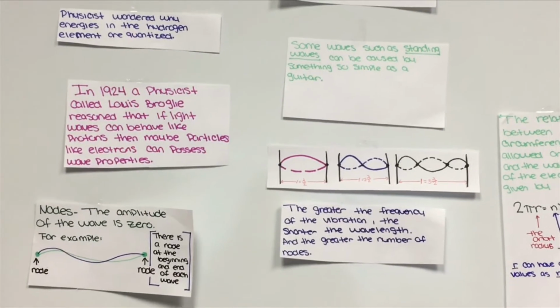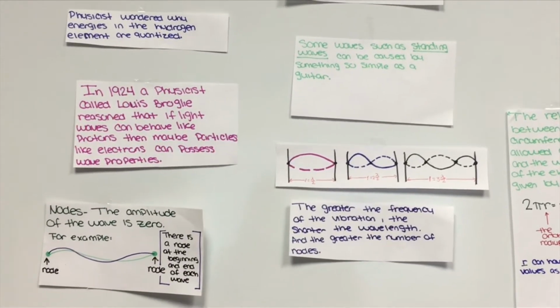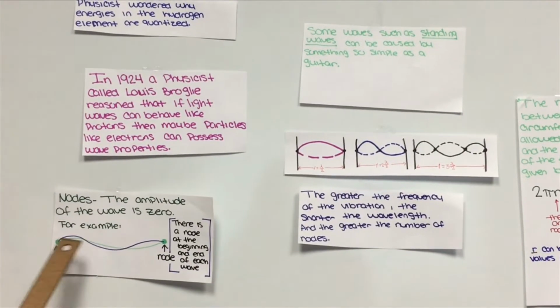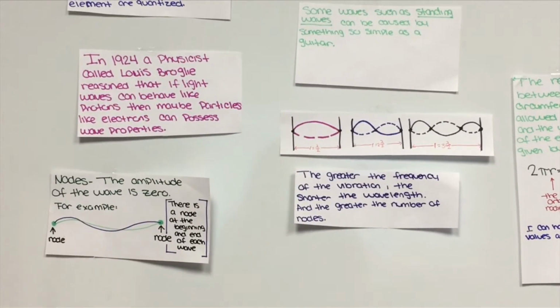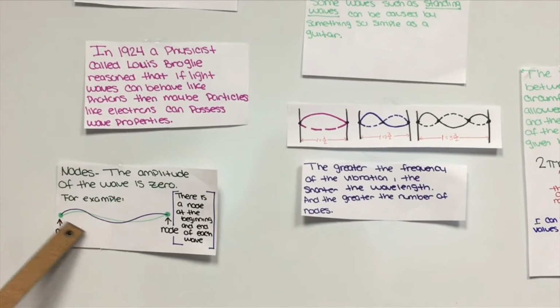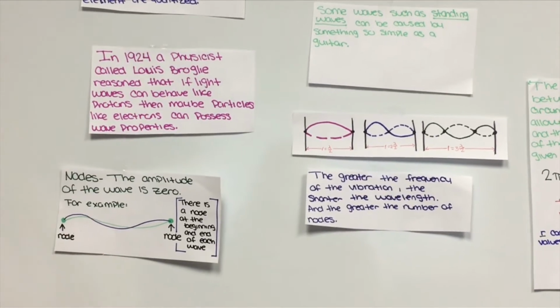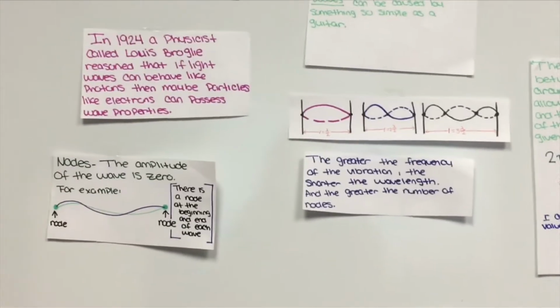In order to understand this, we have to know what nodes are. Nodes are points where the amplitude of the wave is 0. For example, here, there is a node at the beginning and at the end of each wave. There's a node right here and another one on this side. If there are many waves, there's going to be a node in the beginning and in the end of each wave.